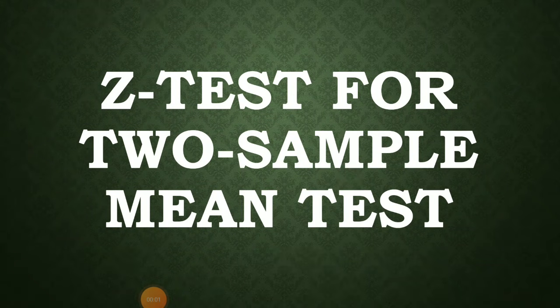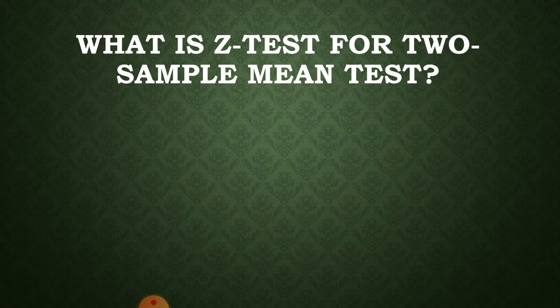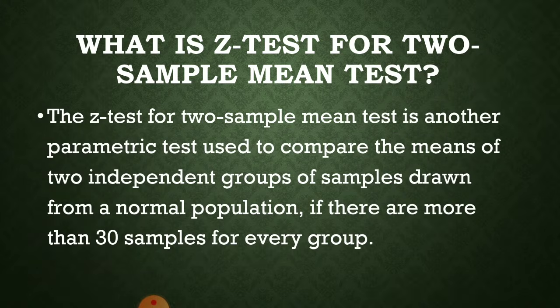In the previous video, I tackled the Z-test for one sample group. In this video, I will discuss the Z-test for two sample mean tests. What is the Z-test for two sample mean tests? It is another parametric test used to compare the means of two independent groups of samples drawn from a normal population if there are more than 30 samples for every group.